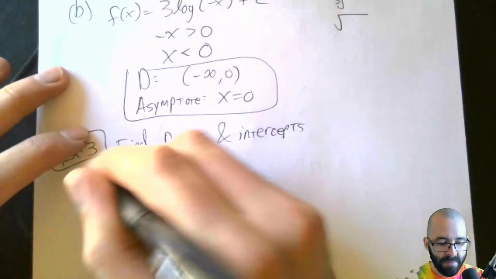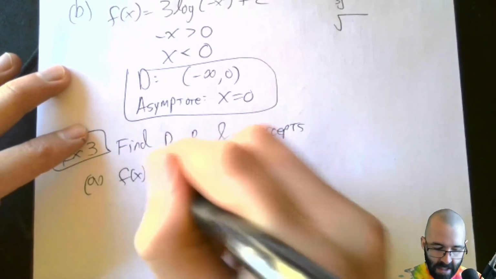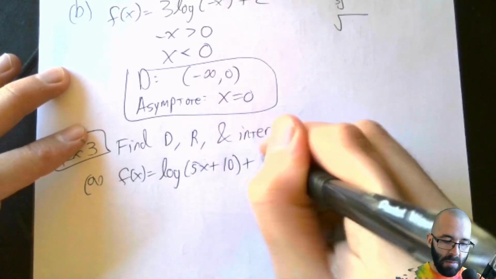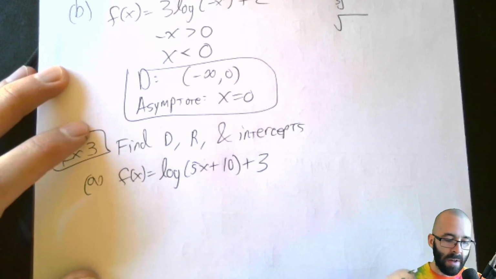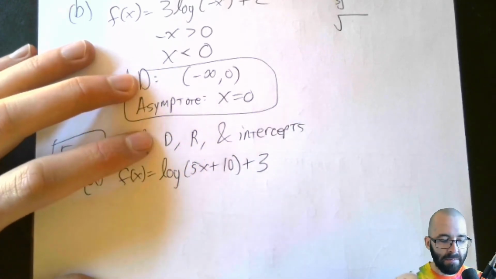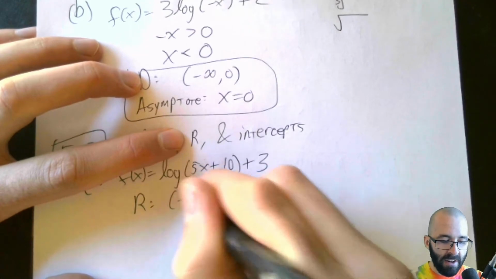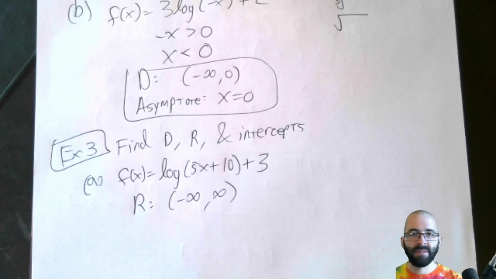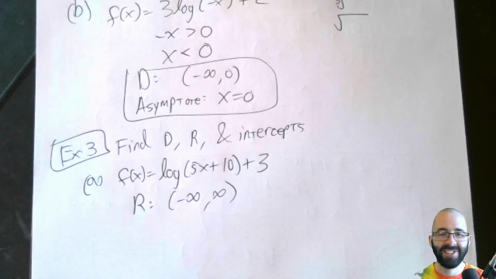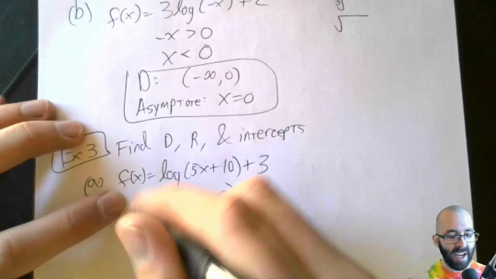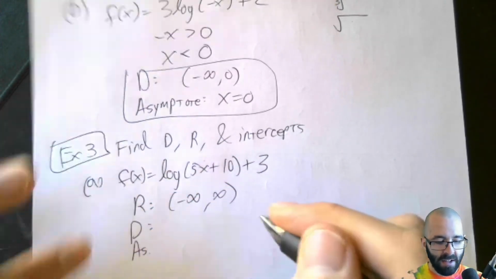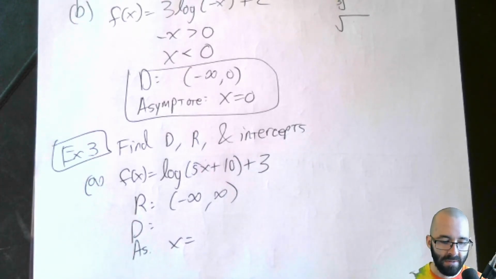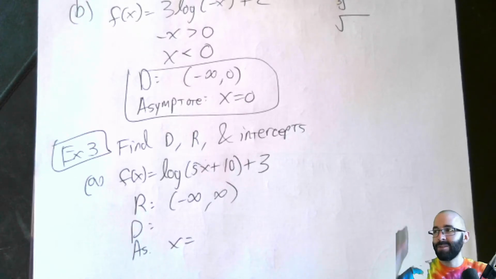Just have to refresh. So part A, f of x is equal to the common log, log base 10, of 5x plus 10, plus 3. All right. Let's just do things one at a time. Oh, range. I already know it. The range of any logarithm is negative infinity to positive infinity. Whew. All right, I got a little excited there. Domain is going to be a little bit more complicated. The asymptote will be x equals whatever the number in the domain is. We don't need to find the asymptote here. Whatever, I'm telling you the asymptote anyway.